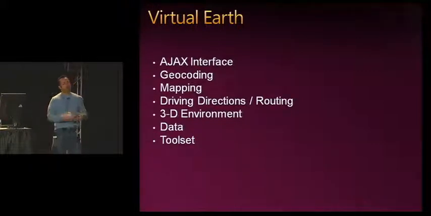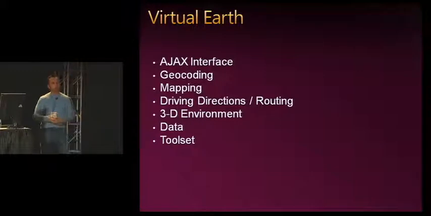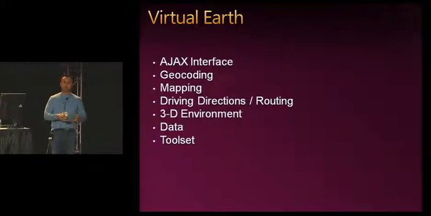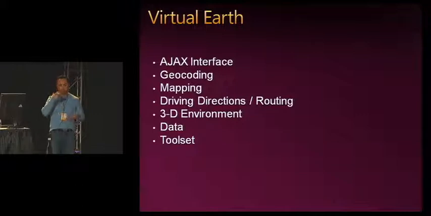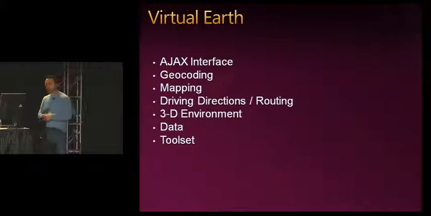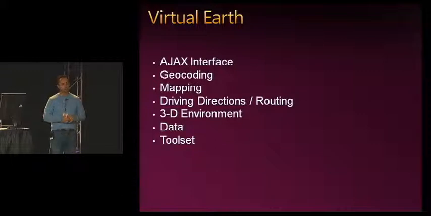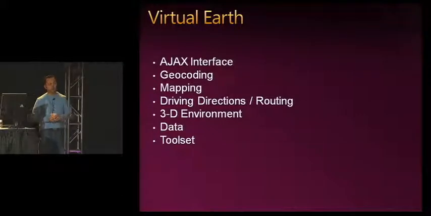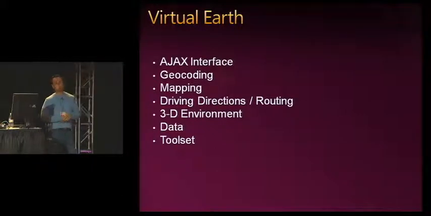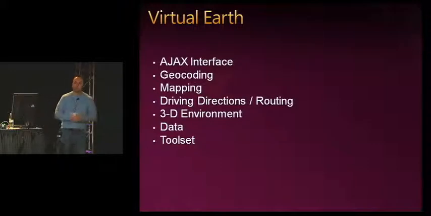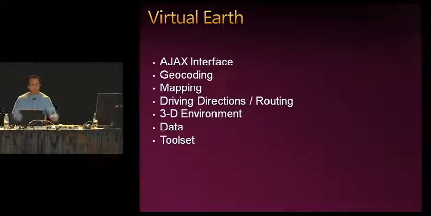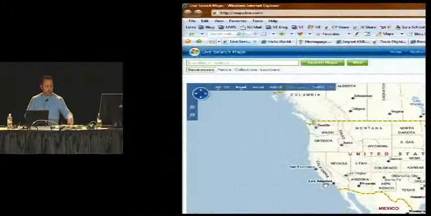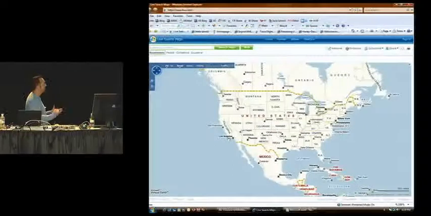When I talk about mapping, I'm talking about not just our cartographic maps, I'm talking about our aerial photography, both orthographic, which is the straight up and down that you're used to, and the oblique, bird's eye photography. I'll show you that. Driving directions, routing, route geometry is available in Virtual Earth. 3D environment, browser-based 3D environment, I'll show you that. Some data sets that we have today and are going to continue to build on, roll out some, and then our tool set, which is actually our API. So the best site to demo Virtual Earth is actually our consumer site.